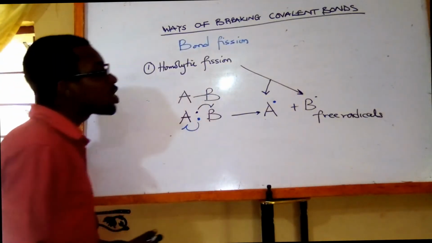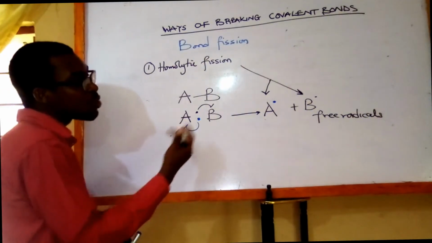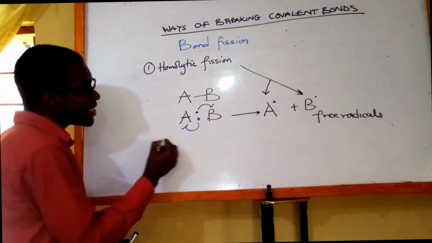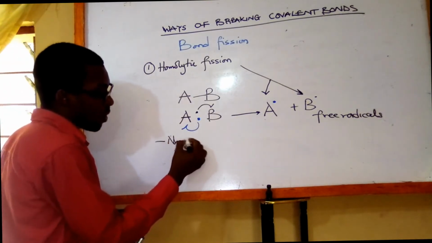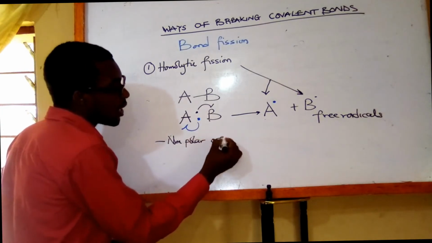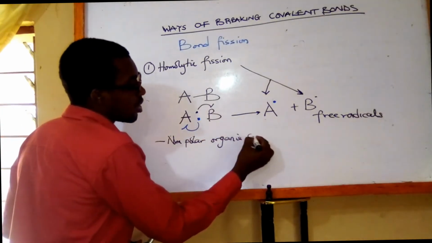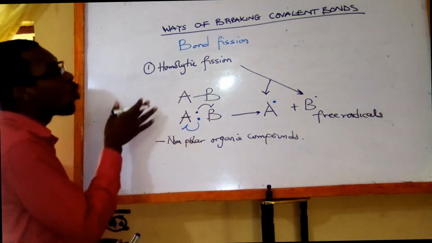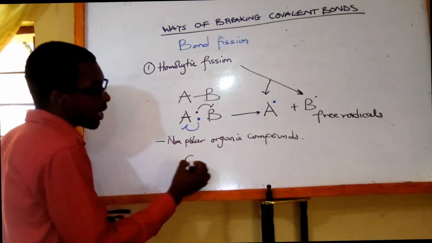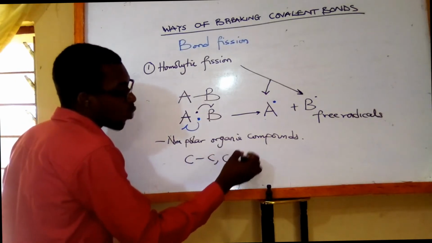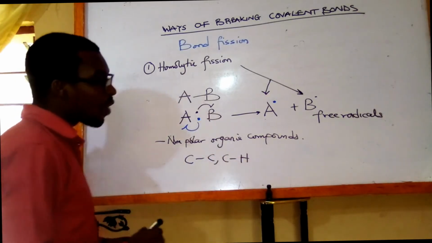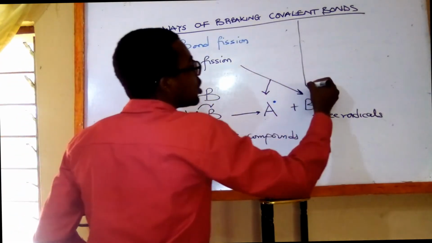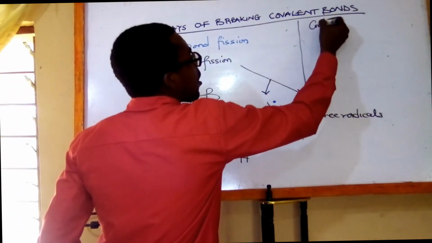Now, there are certain conditions for this to happen. However, homolytic fission is easily seen in non-polar compounds. Non-polar organic compounds easily undergo homolytic fission, and that's why you have something like carbon to carbon or carbon to hydrogen, not really polar organic compounds. Now, what are the conditions needed for homolytic fission to occur?